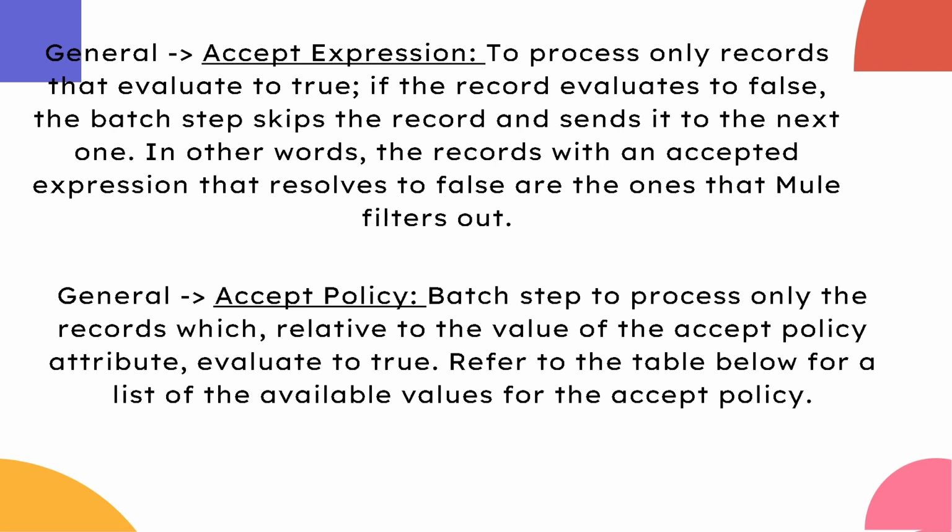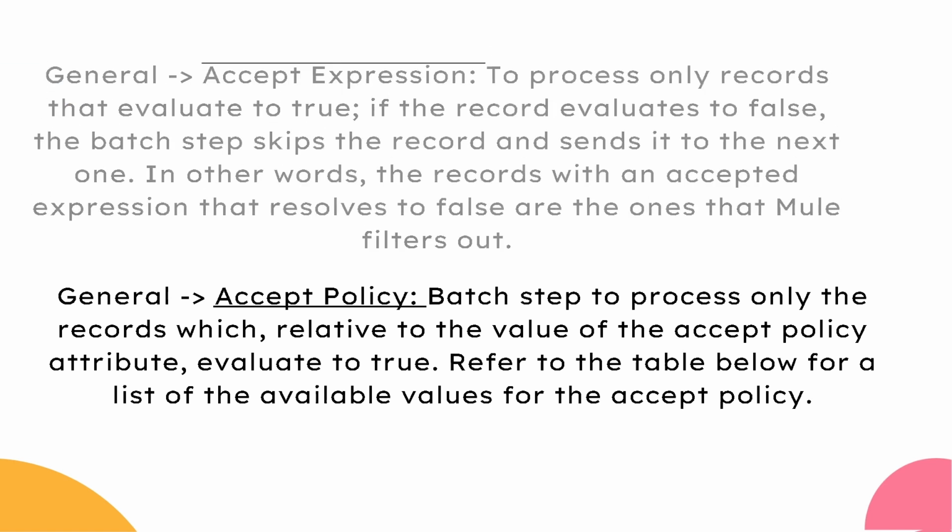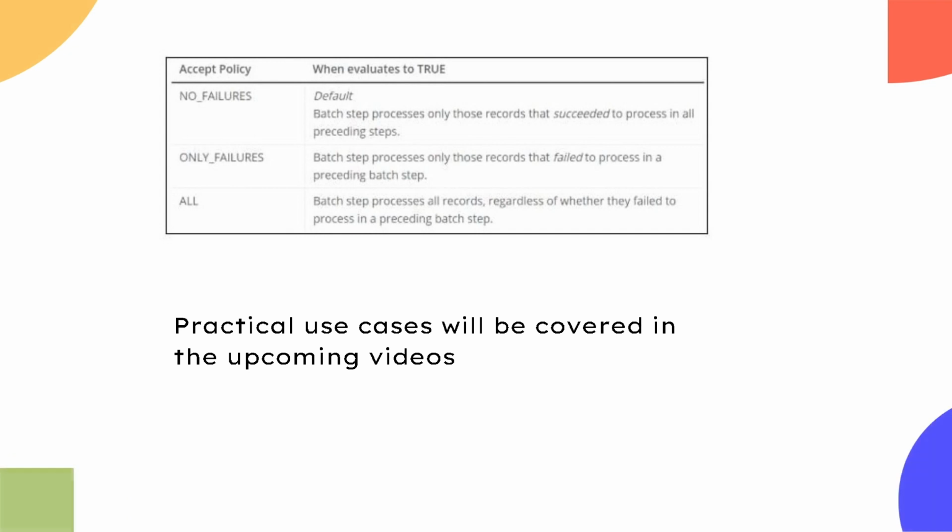And what is accept policy in batch? It is written that the batch step processes only records relative to the value of the accept policy attribute. If it evaluates to true, refer to the table for the list of available values for the accept policy. So guys, these are the available values of accept policy.